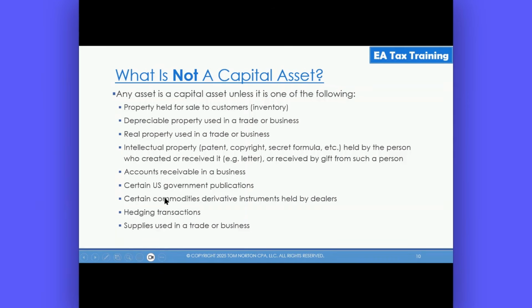But these commodities here, they're held by dealers who are in the business of dealing in investments. So not a capital asset. Hedging transactions is, again, a little bit of an oddball, but it's an investment type of concept, not a capital asset. And then, of course, supplies used in a trade or business. So the common theme here is that it's items that are used in business that are not considered to be a capital asset.